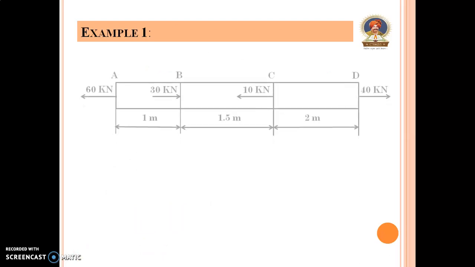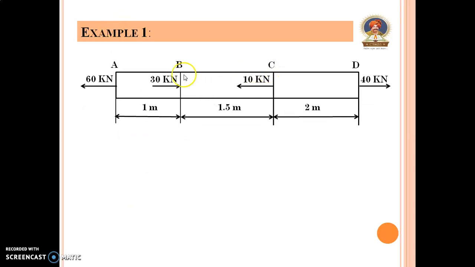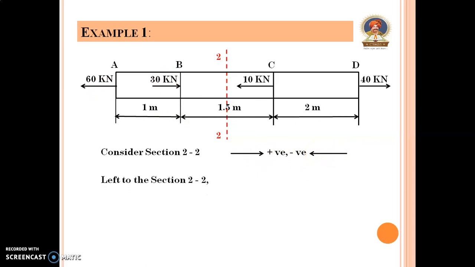Now consider the section in the portion of BC. Consider section 2 in the portion of BC. Here again, these two forces are in the left hand side and these two forces are in the right hand side. So consider section 2. The force moving towards the right side is positive and the force moving towards the left side is negative. So in left section 2 there are two forces.